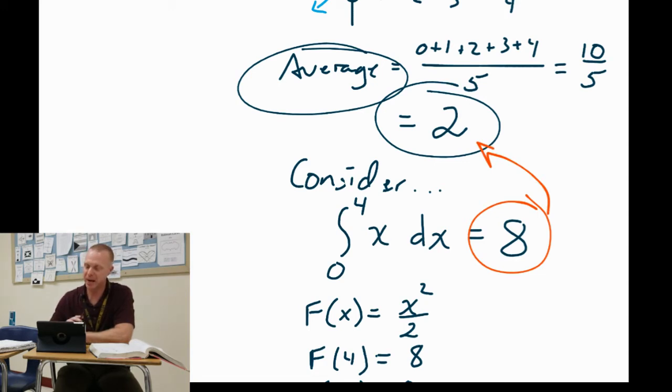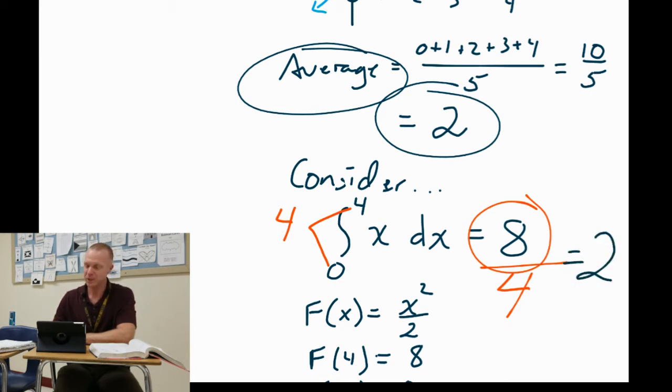How can we use the number 8 and one other? You say the number 0 to 4? Well, that's correct. That is actually the length of your interval. So look, if you take the length of your interval and you divide it into your integral or your area, well, you do end up with 2. You do end up with the average.